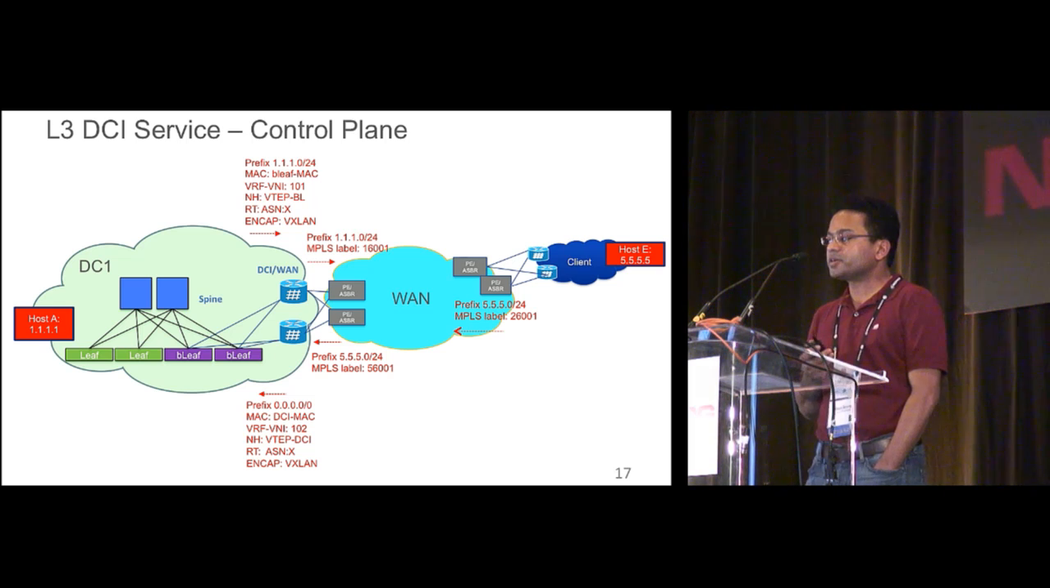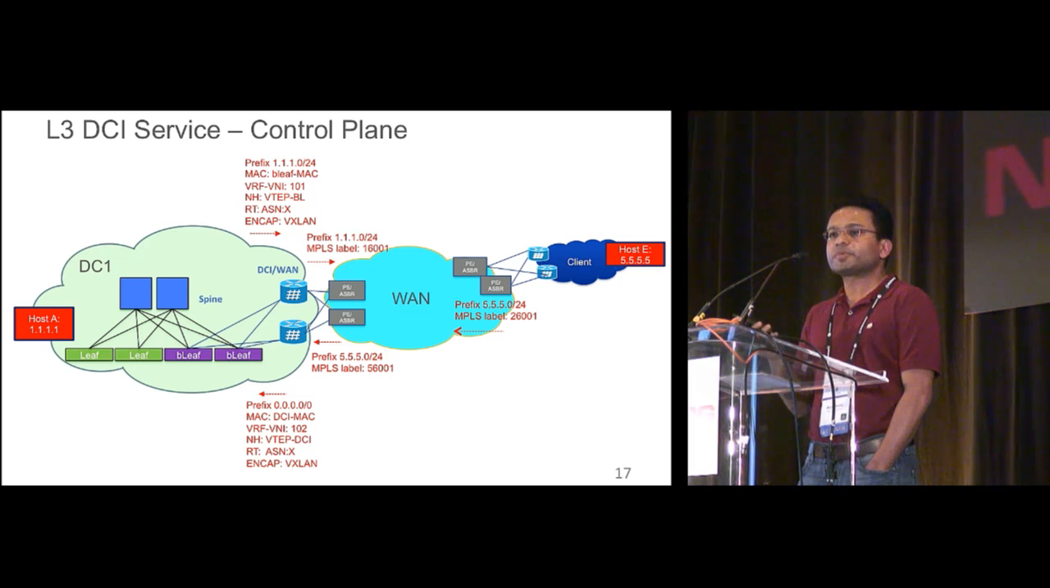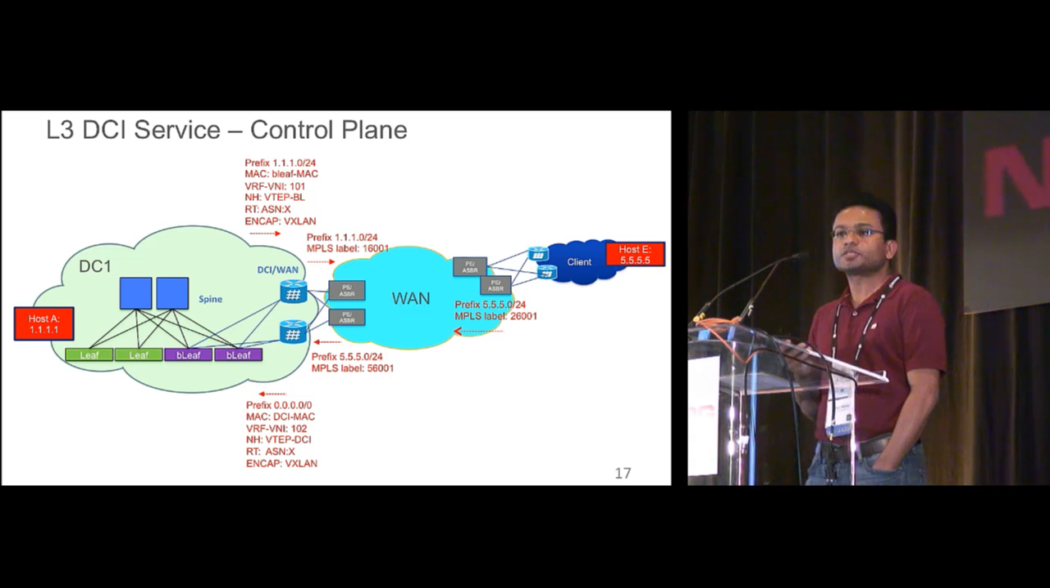Here there are two options. The data center interconnect either sends the more specific route, which is 5550/24, towards the data center, or else it can send a default route. The default route is the best option because that will help to reduce the scale on the leaves. The primary purpose is to reduce the scale.